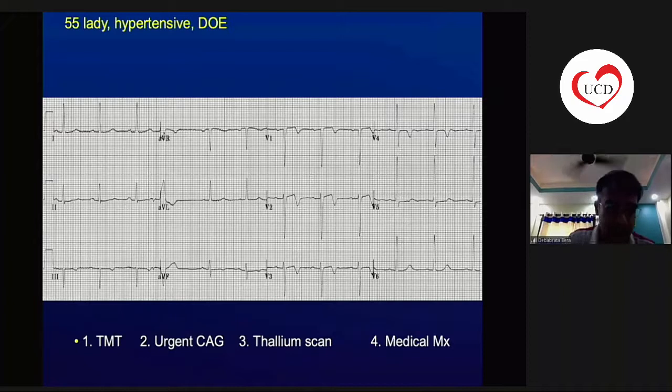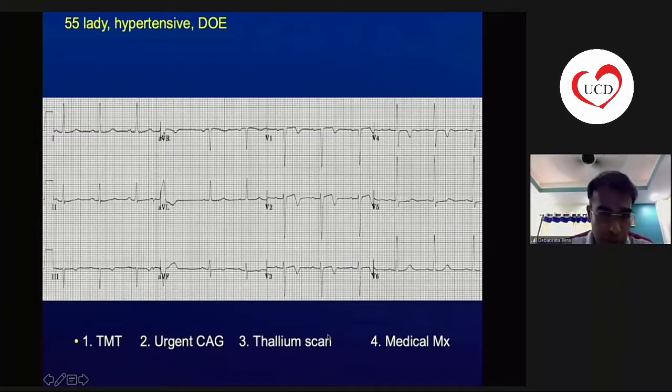Now, the patient has come in the COVID era and she doesn't want to get admitted. So what are the other options available? We thought, can we do a TMT or a thallium scan or medical management? So the importance of this ECG is that this patient should not undergo any stress testing like a TMT or a thallium scan, or also should not be kept under medical management.